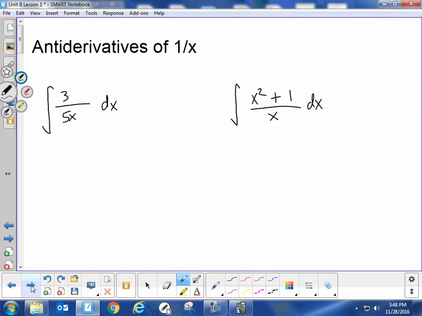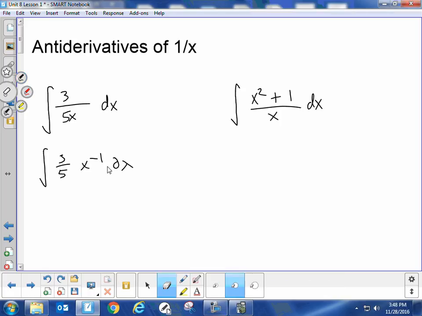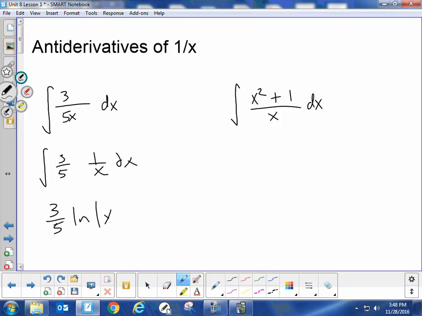Now, we will see with logs like this one, if I have 3 over 5x, a lot of people instinctually write this as 3/5 x to the negative first, and then they try to use the power rule, and the power rule won't work. Okay? X to the negative first, you can't use the power rule. We have to instead leave this as 3/5 times 1 over x. And remember that the antiderivative of 1 over x is log absolute x. So this antiderivative is 3/5 log absolute x.